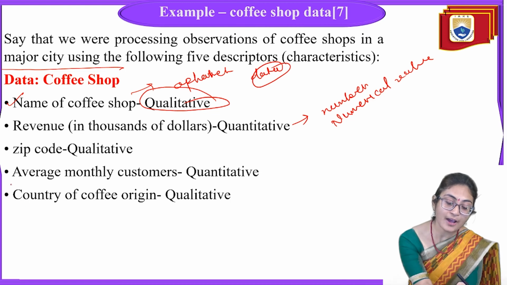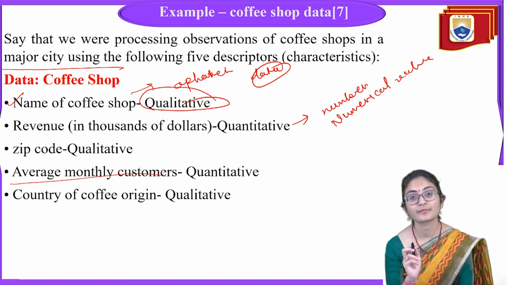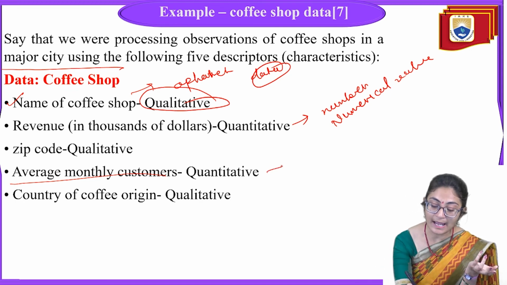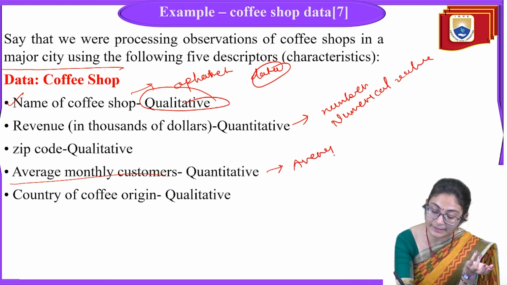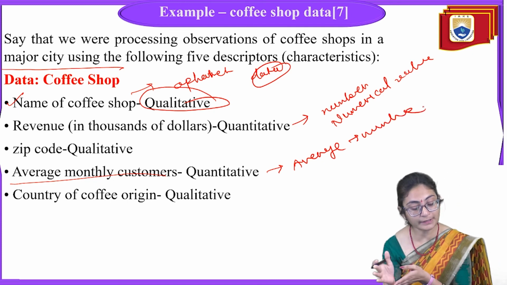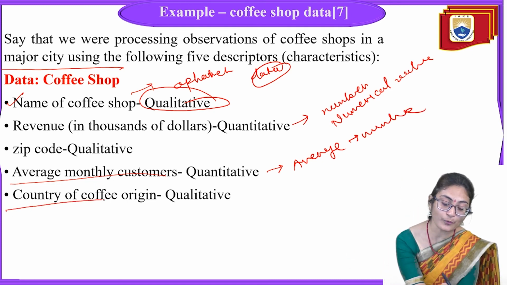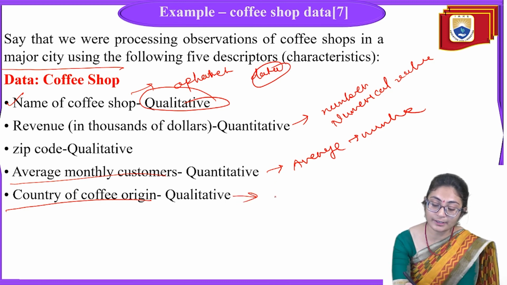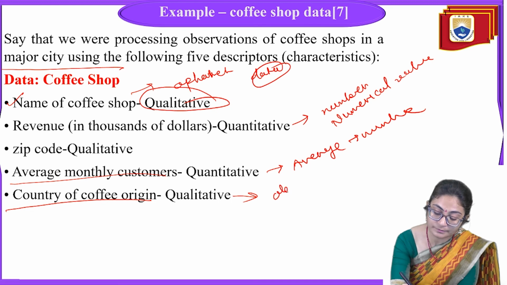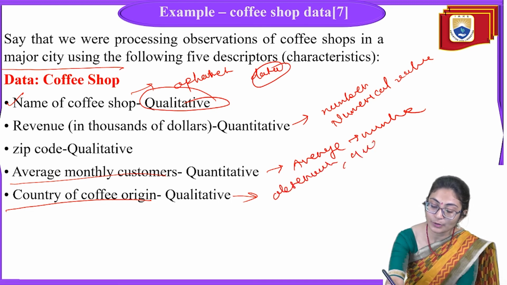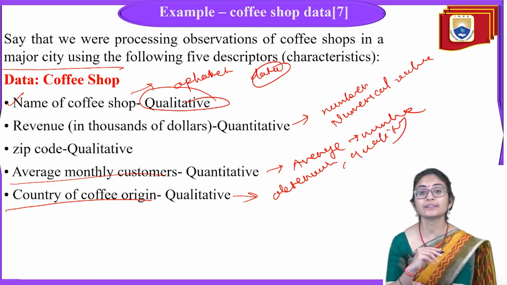Next, average monthly customers. Obviously we will find out the average, and an average is always available in the form of numbers. That's why it is also quantitative data. Then country of coffee origin. It is showing some observation, it is showing quality, so it is qualitative data.